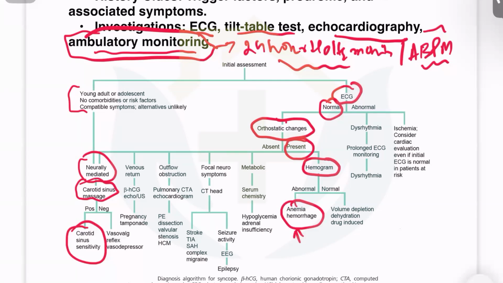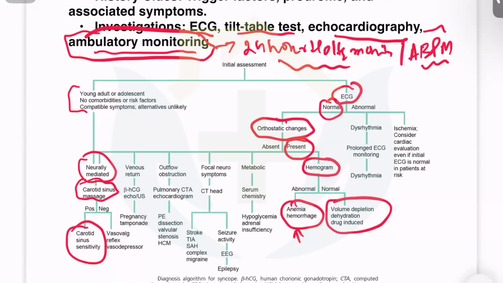Like every time they pass melena, they have syncope before that. So the history is like I had a syncope, then I woke up, and the moment I woke up, I was having blood in my stools. Then, of course, if hemogram is normal, then we call it orthostatic hypotension due to dehydration, volume loss, and drug induced.